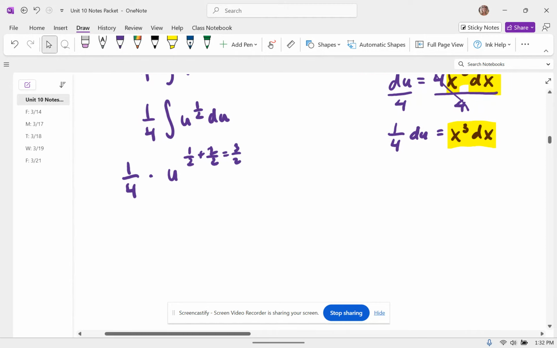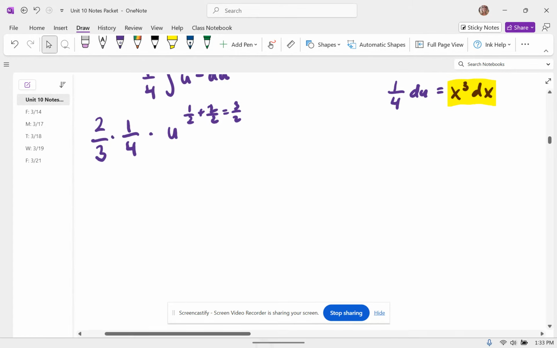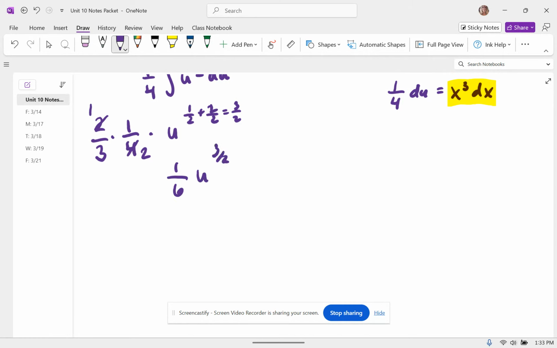When I get that new exponent 3/2, I would divide it by 3/2, right? Division by 3/2 is the same thing as multiplication by 2/3, right? Okay, so now these are going to cross reduce here. I get 1/6 u to the 3/2 plus c.